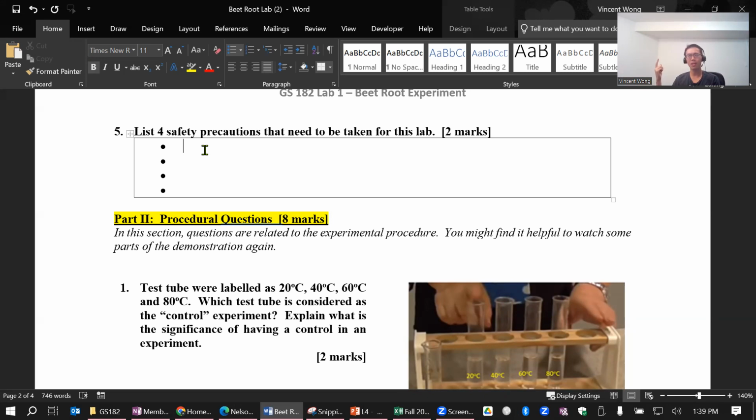Maybe one more. Anyone else have anything else that they want to share? How about wash your hands only after the experiment is complete. Yeah, but you're wearing gloves, aren't you? Sure, you can wash. What does it mean?